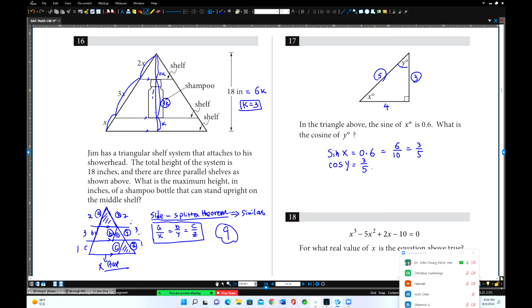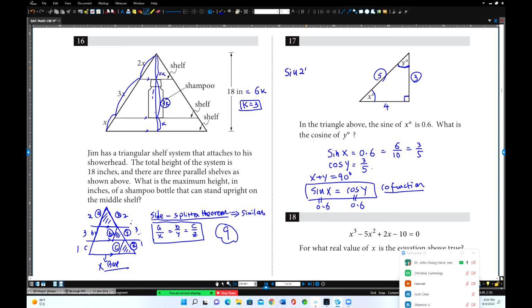3 over 5, same numbers, 3 over 5. And also you can see that x and y are complementary angles. The sum of these two angles equals 90. Sine x always equals cosine y. That we call co-functions, isn't it? This number is 0.6. This is also 0.6. That's it. Okay? If right, x plus y is 90. The sum of these two acute angles is already 90 because the third angle is 90 already. So x and y are complementary. Sine x always equals cosine y.